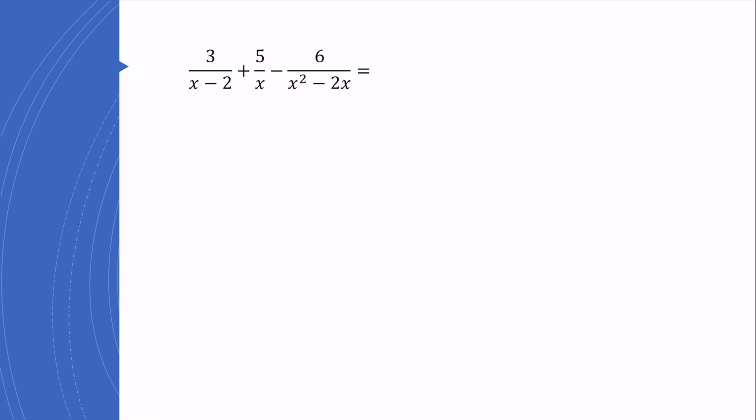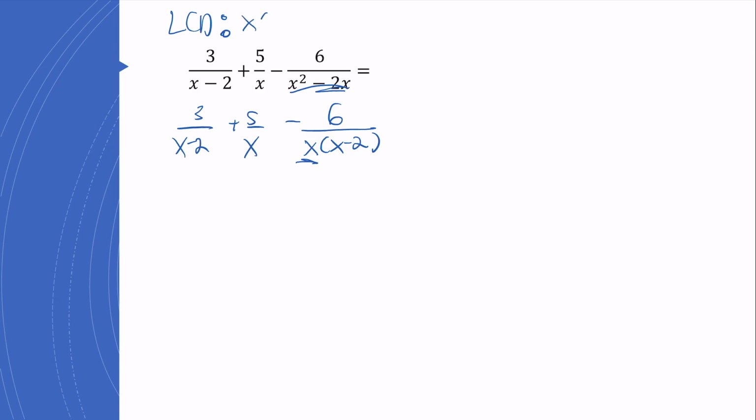For this example, we've got not one, not two, but three fractions. So I have 3 over x minus 2 plus 5 over x, minus x minus 6 over x squared minus 2x. And you could see if you factored this that you would have x over x minus 2. So my LCD, what I'm trying to get every denominator to look like, is going to be x times x minus 2. Because I have an x minus 2 here, which I just need to multiply by x, and I have an x here that I just need to multiply by x minus 2.